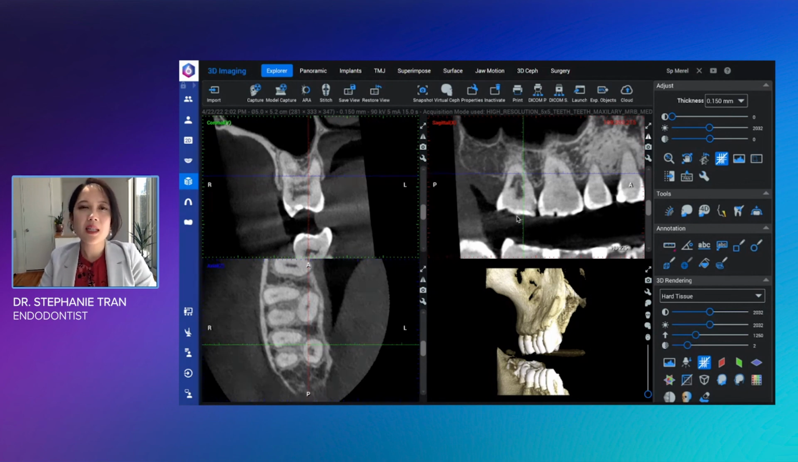So as we can see, CBCT is so helpful to further evaluate external cervical resorption defects and for better diagnosis and treatment planning of these lesions. As you can see, technology can be a game changer when it comes to improved diagnostics and treatment planning. And I hope this video provided some useful tips and techniques that you can start implementing in your practice today.